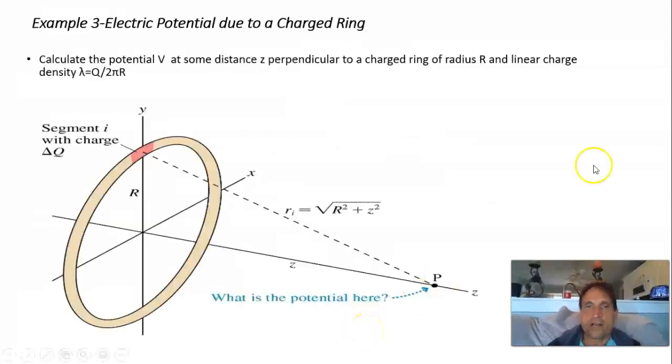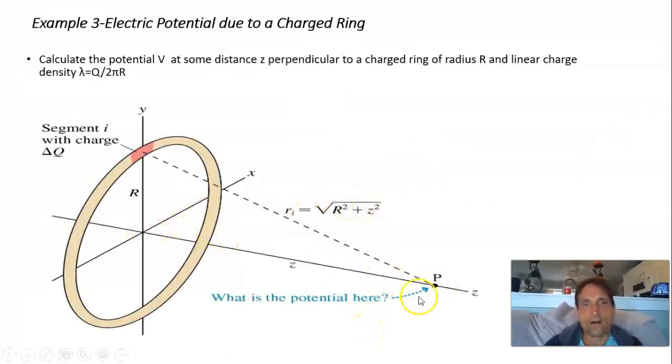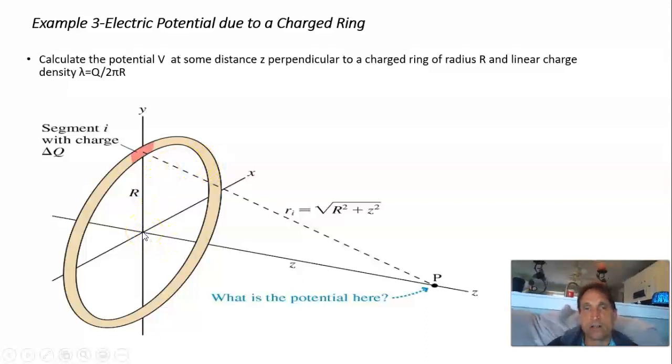And so if you get very, very far away from this ring of charge, it looks like a point. For all practical purposes, you can treat it as if all of the charge is at the origin.